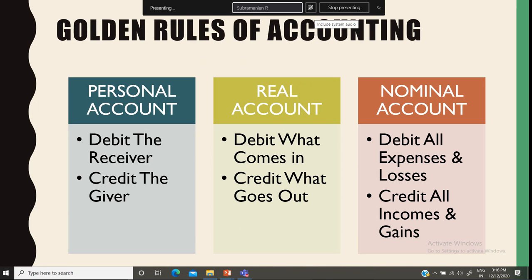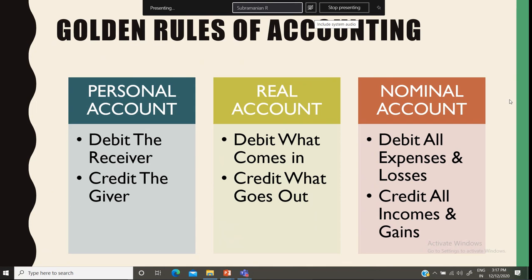The same thing is applicable even for sales. If I sell machinery or furniture, machinery is going out of my business. So what should I do? Machinery I have to credit: credit what goes out. So what is coming into the business if I sell machinery? Cash is coming in, so debit what comes in. Cash account I have to debit, and machinery account I have to credit. Like that only we'll be making entries. If you remember this rule, then whenever we solve a problem, you can understand. Just memorize this rule alone.